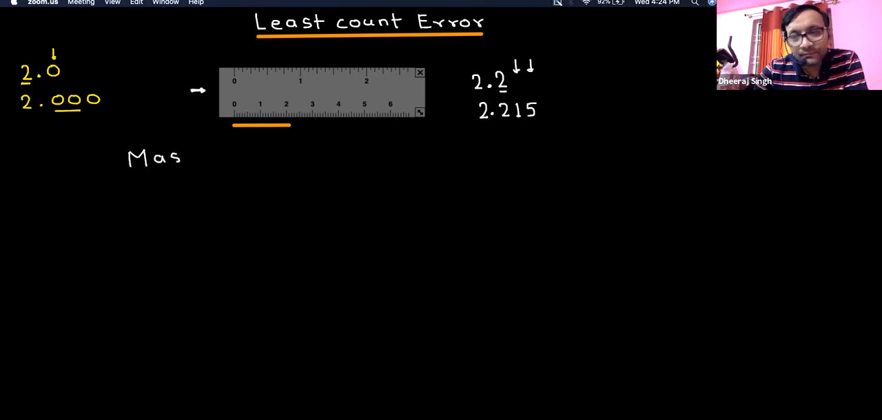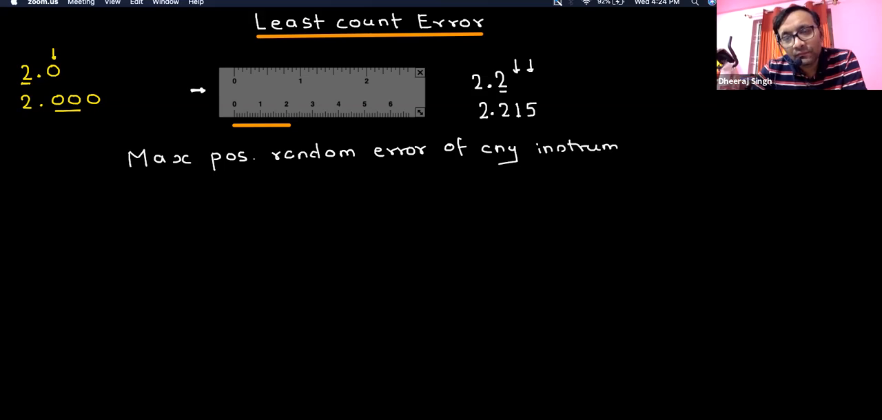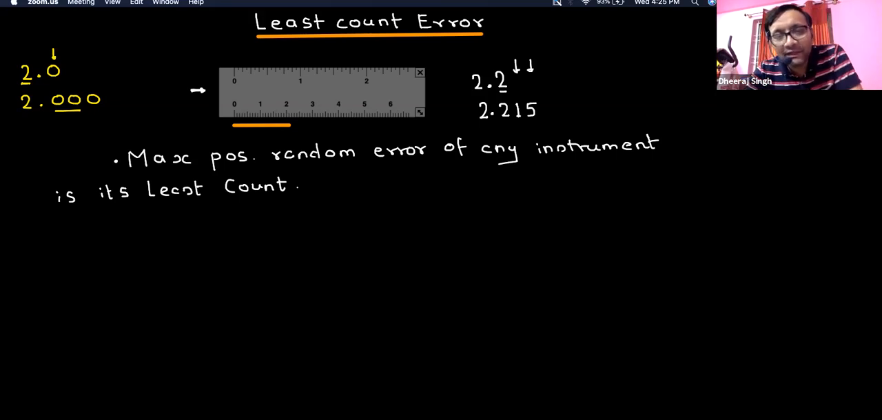So write down: max possible random error of any instrument is its least count. Okay, so the maximum possible error in this case, when you're measuring in centimeter, is 0.1 centimeter.